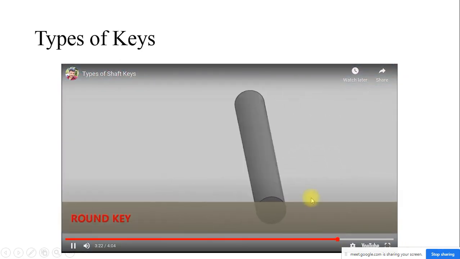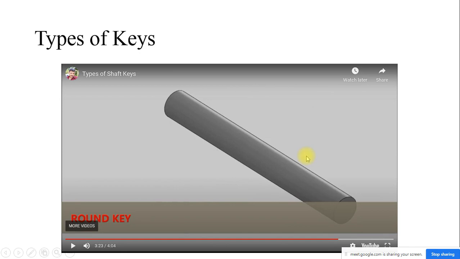So the round key, obviously you know that it is like a pin. Whenever you go for a pin, the particular part would have a round cross section, and you can fix it.